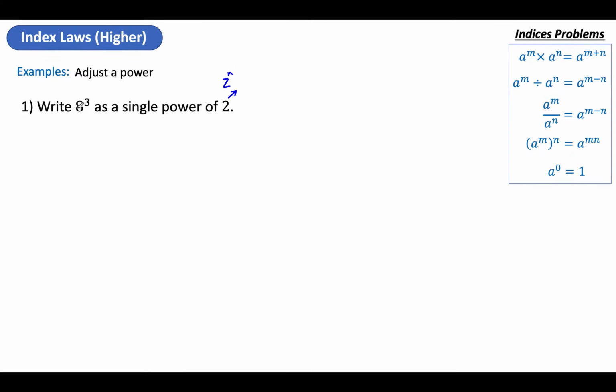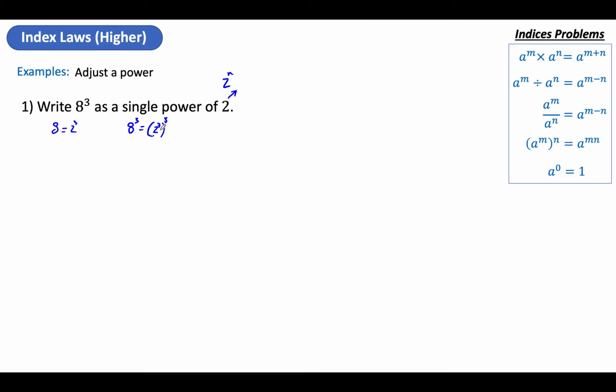Now, what you're going to do is adjust this. First of all, let's ignore the power of 3. Let's write 8 as a power of 2. Now, 8 is equal to 2 cubed, right? So we can rewrite our 8 to the power of 3 as 2 cubed, that is a 3, and then all of that is still cubed, isn't it?